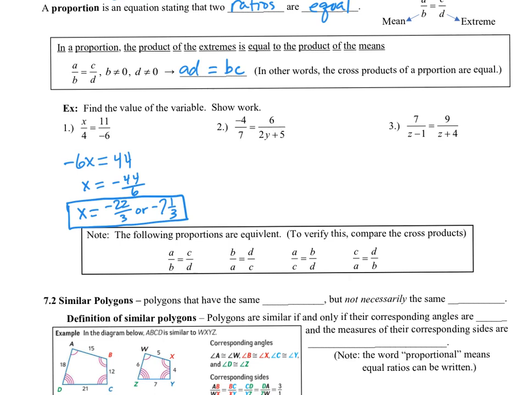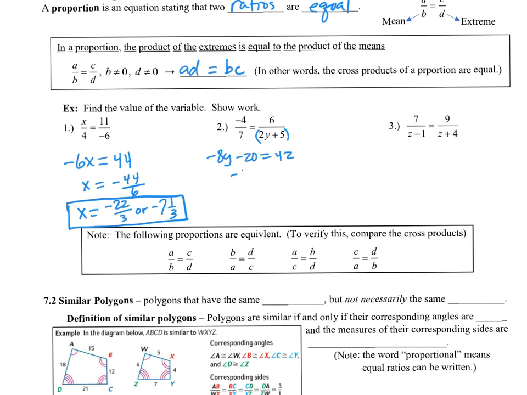Let's cross multiply again, but this time you need to be careful because notice that one of the parts of this proportion is a binomial. Whenever you see more than one term, do yourself a favor and put parentheses around it, because that will remind you that when you cross multiply, you need to use the distributive property. We're going to have to take negative 4 times 2y and negative 4 times 5. So when we do, we get negative 8y minus 20 is equal to 42, because the other cross product is 7 times 6, and so those cross products are equal to each other. So now we'll solve for y.